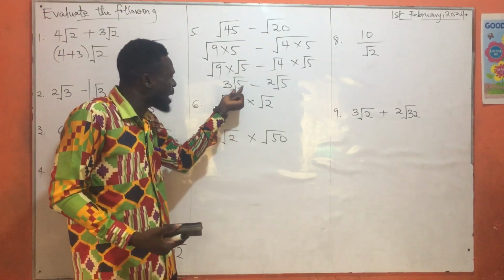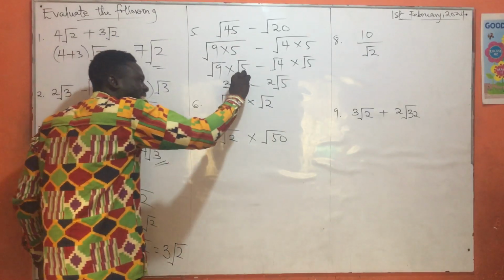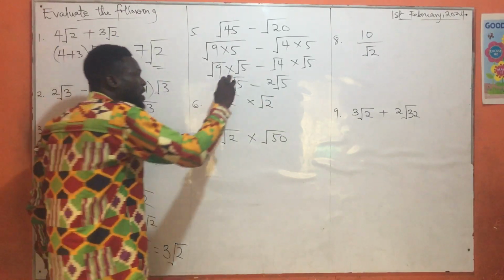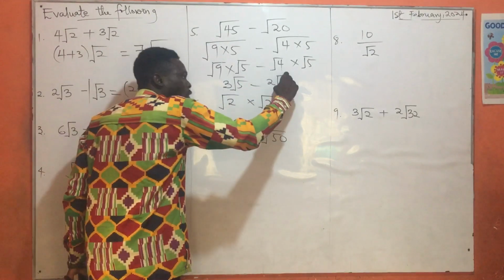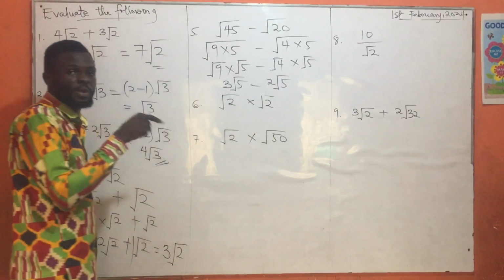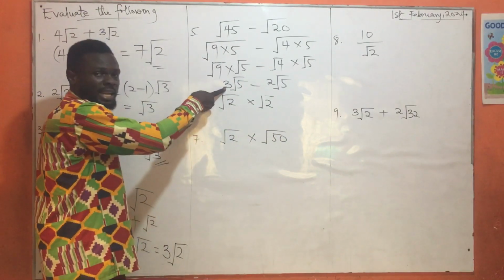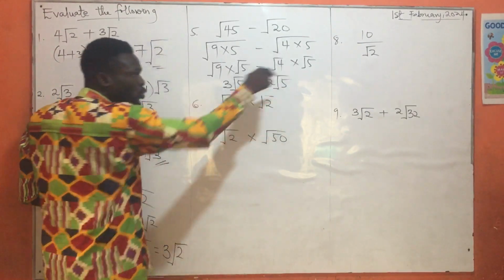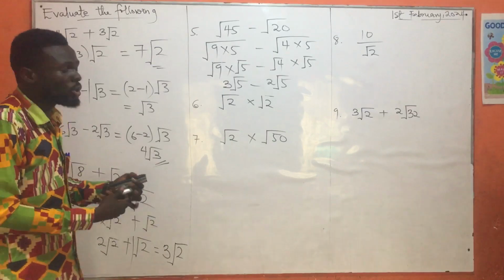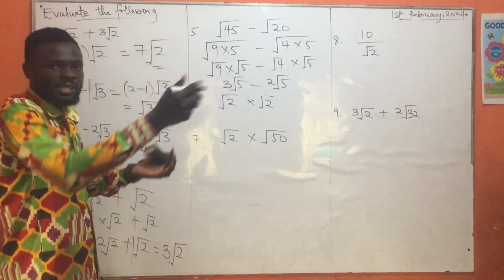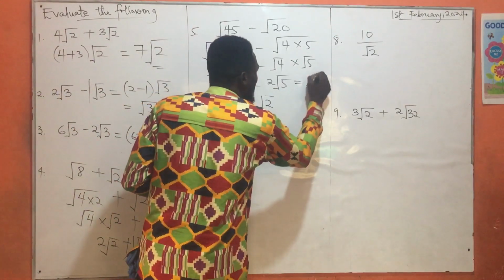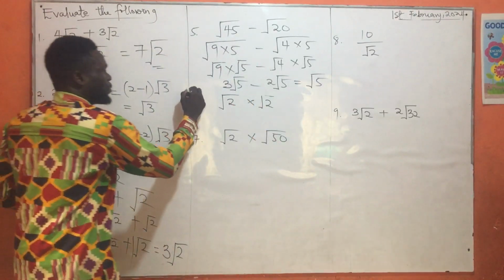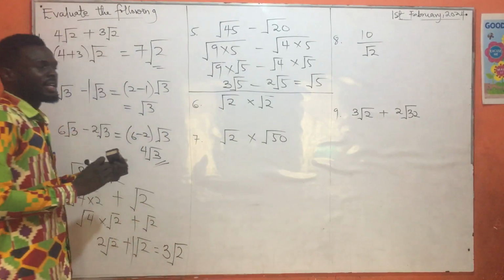Now what can you say about the surds? You can see that the surds here are equal. Because this is surd 5 and this is also surd 5, we can perform the operation. The coefficient is 3. The coefficient is 2. So 3 minus 2 is what? Is 1. Since we don't write 1 with the surd, we just say our answer is surd 5. We should take good note of that.